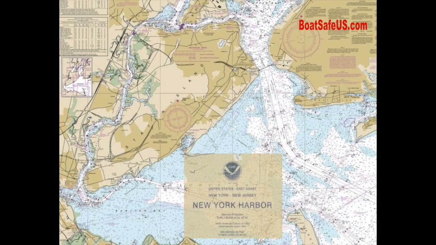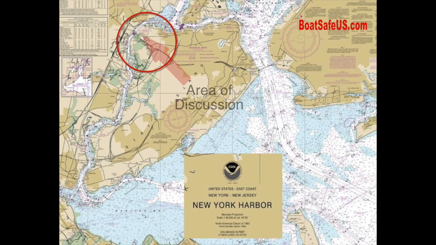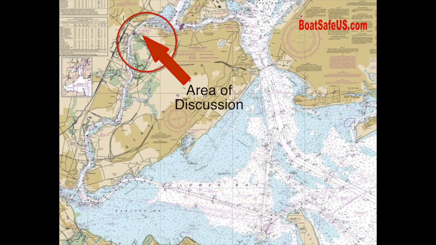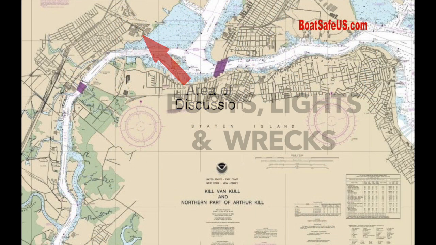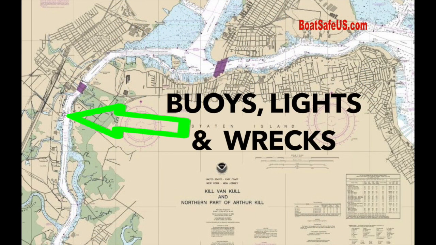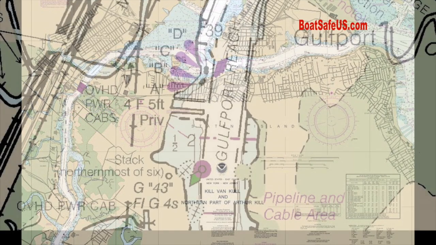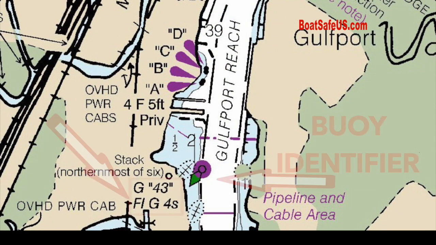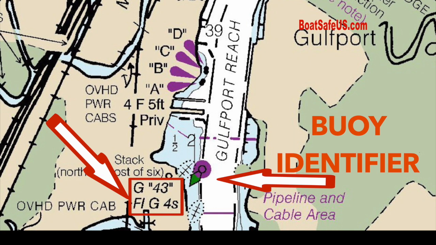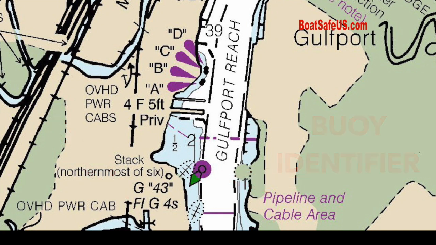Let's discuss the New York Harbor nautical chart, and specifically the area of discussion today will be the northwest quadrant on Staten Island. First, buoys, lights, and wrecks. We'll zoom into a part of this nautical chart that will give you a better idea of what you can expect to see on these charts. Buoy identifiers, letters, numbers, and symbols will tell you specifics about those buoys.